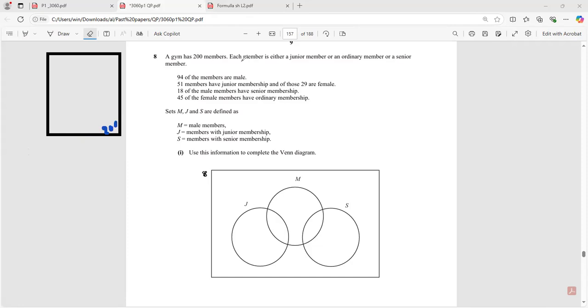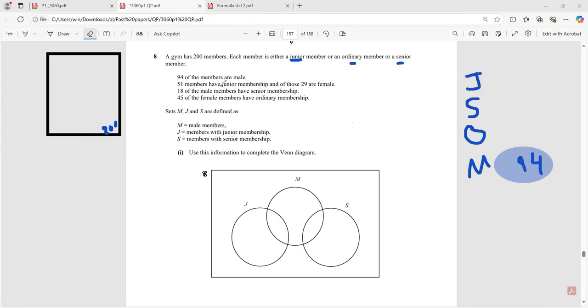The total, okay? Each member is either junior or senior or ordinary. So we have J for junior, S for senior, and O for ordinary. 94 are male, so we also have M for male. So this is for the male, and we're going to draw our own set for M, which is equal to 94, okay?